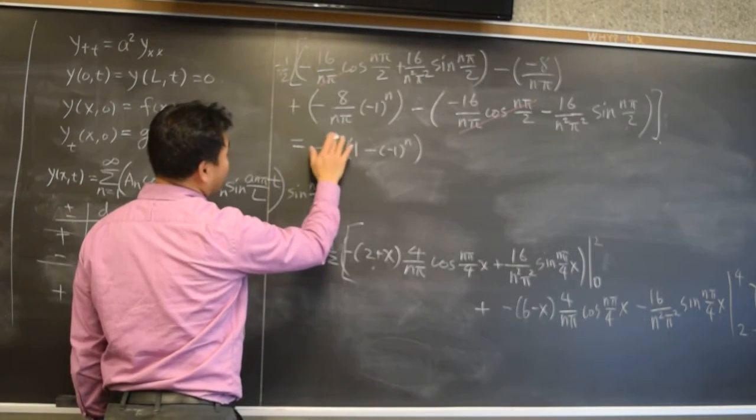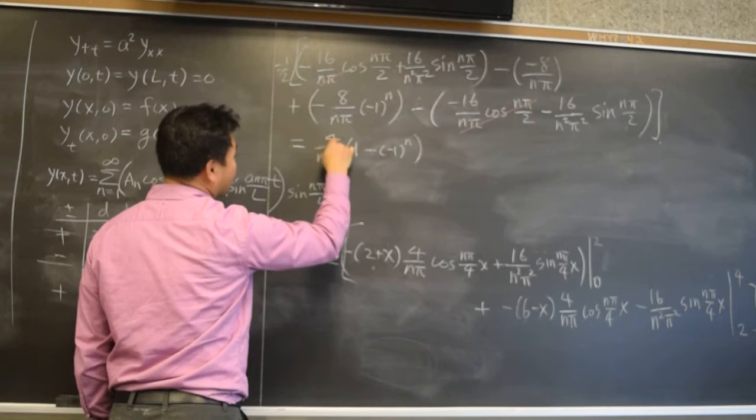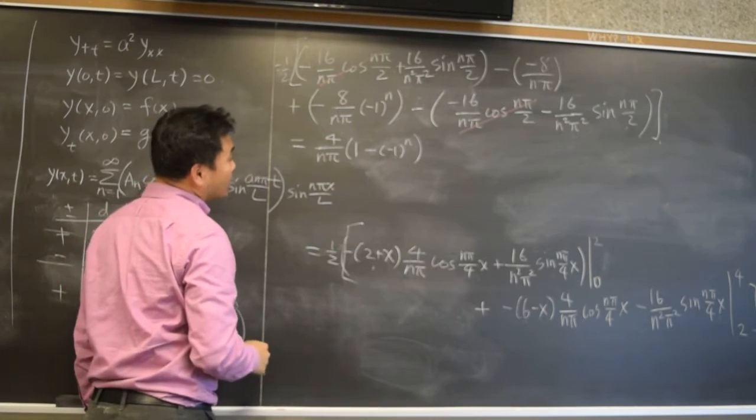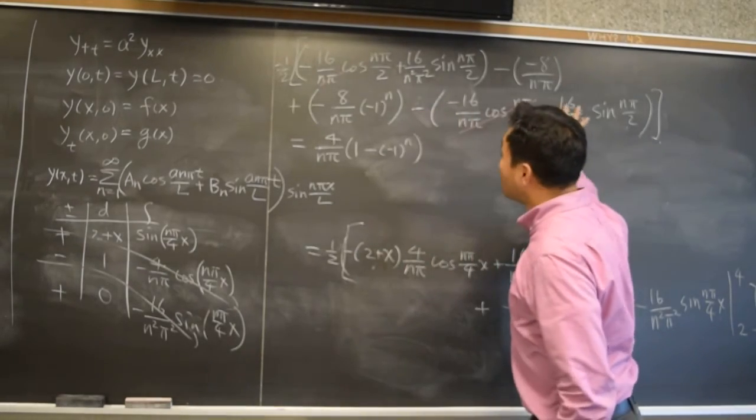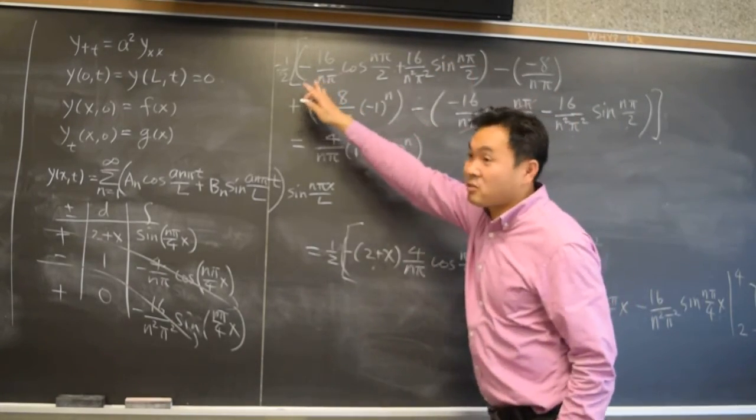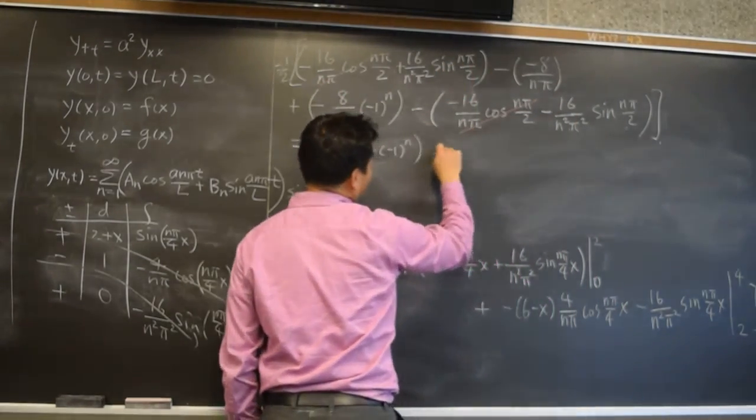Okay. So if I multiply the 1/2, this will be 4. Also, these two are the survivors. They double because they're the same thing, but because of 1/2, you come back to the same thing.